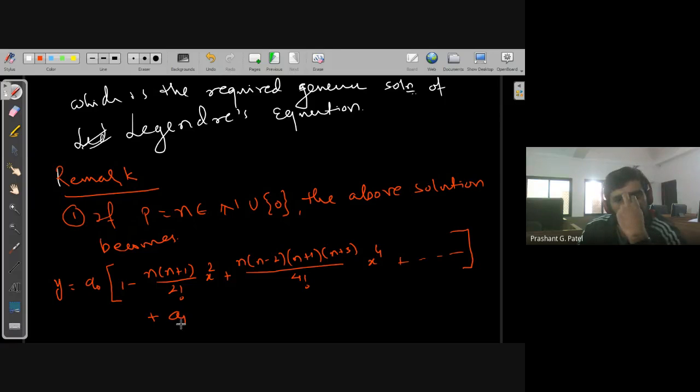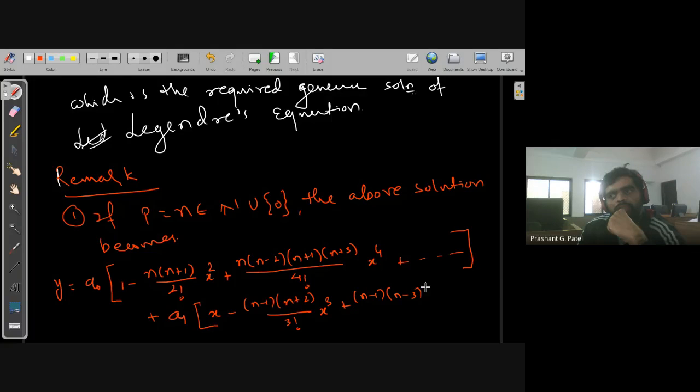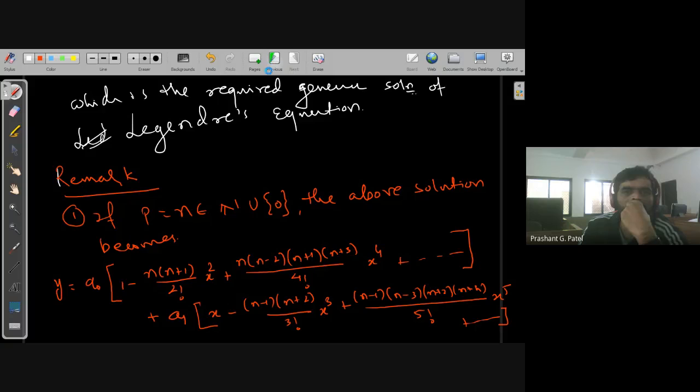plus a1 into x minus n minus 1, n plus 2 upon 3 factorial x cubed plus n minus 1, n minus 3, n plus 2, n plus 4 upon 5 factorial x raised to 5 and so on. And this solution I may write down as y equal to a0 into y1 plus a1 into y2.